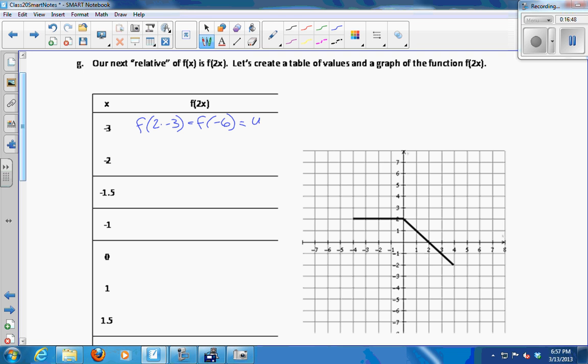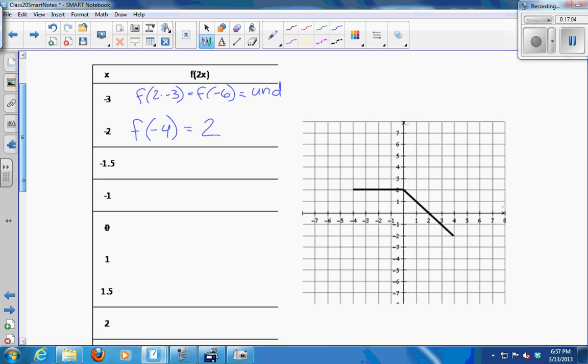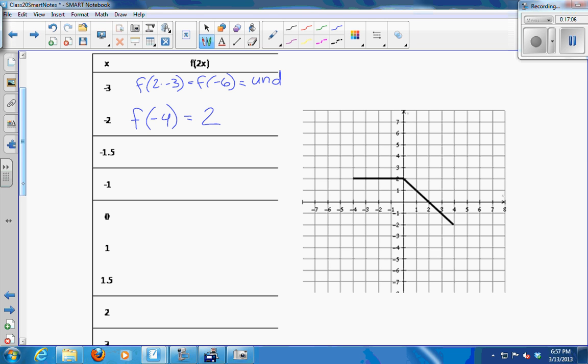Undefined. There is no f of -6. Okay, so now let's do when x is -2. I'm going to end up taking f of -4, because you double the x value before you apply the rule. And f of -4 is 2. When x is -1.5, double the x value, and I'm going to do f of -3, which is 2. f of -2, which is 2. f of 0, which is 2.